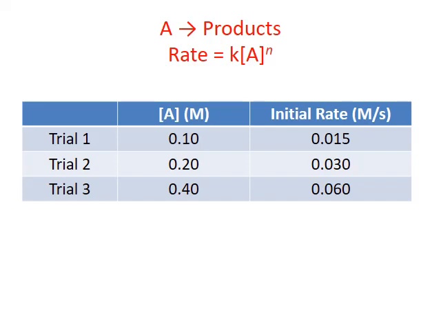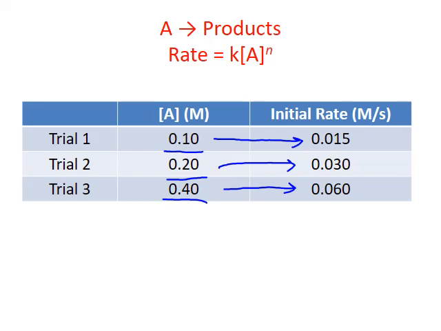So in this example, we've run three trials of the reaction and measured the initial rate for each. In trial one, the concentration of A that we started with was 0.10 moles per liter, and we measured the initial rate at 0.015 moles per liter per second. In trial two, we doubled the concentration of A to 0.20 for our starting point, and then we measured that initial rate, and it was 0.030 moles per liter per second. Then in trial three, we doubled the concentration again, this time to 0.40 moles per liter, and the initial rate we measured under these conditions was 0.060 moles per liter per second.